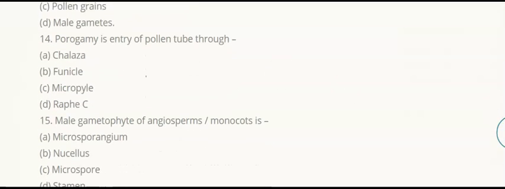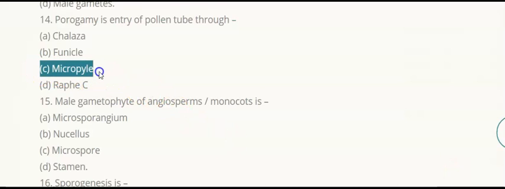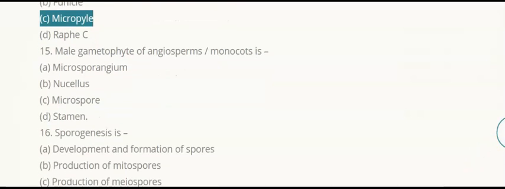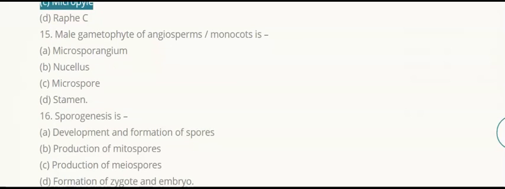Porogamy is entry of pollen tube through... So here we find four options: A. chalaza, B. funicle, C. micropyle, and D. the raphe. If you see the structure of the embryo sac, all the possibilities are there. It can be through chalaza, it can be through integuments also, or maybe through micropyle. But since it is porogamy which is asked for, the correct answer will be micropyle. So this micropyle is there for porogamy. But if it is through chalaza, then it is called chalazogamy.